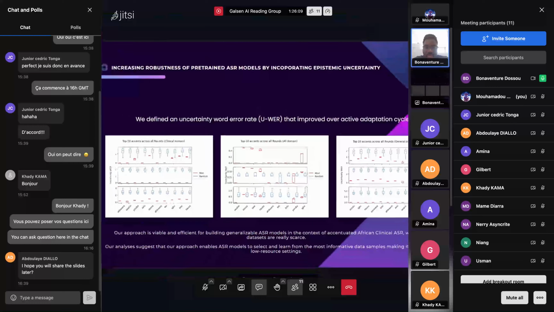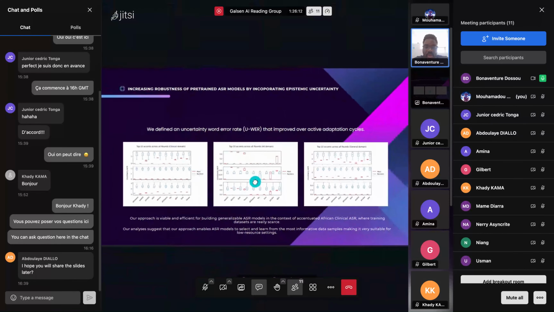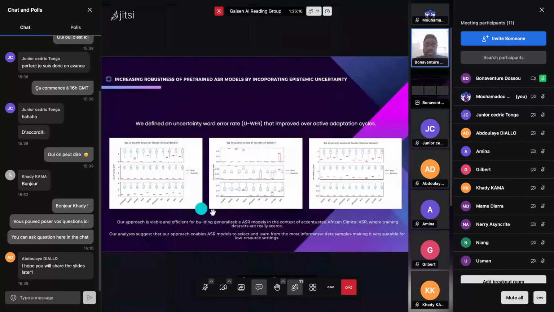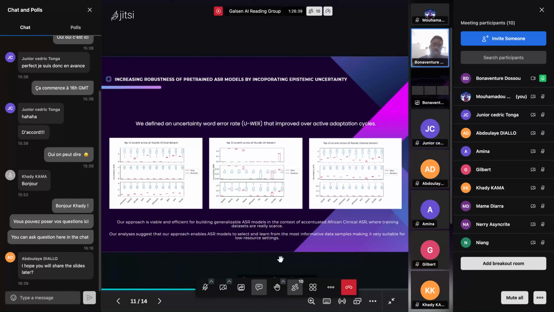So obviously we did some analysis, and we think that there's a need to have some trade-off across, for instance, how many samples I select across the pool or the augmentation set, and how much active learning or how many adaptation rounds I perform. But in general, we can see that our approach is actually allowing us to build better and more generalizable ASR in the context of accented African ASR, not only clinical but also general domain, while actually building and training on a very small data set.